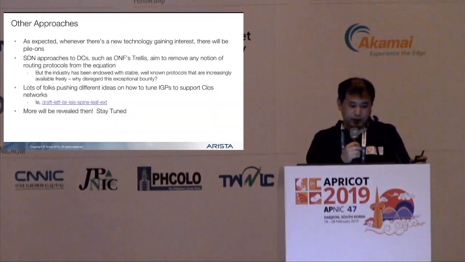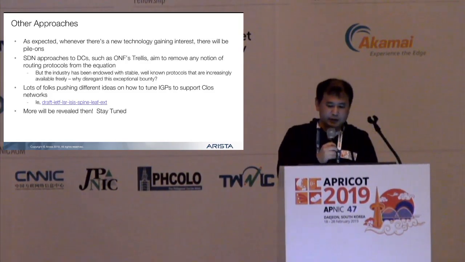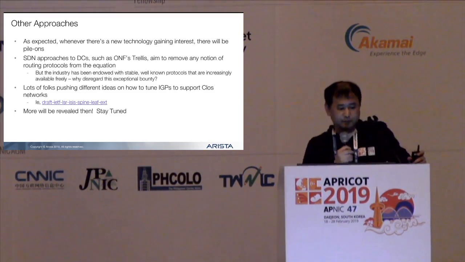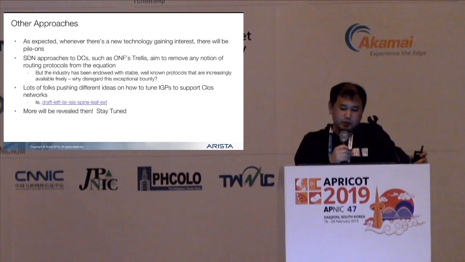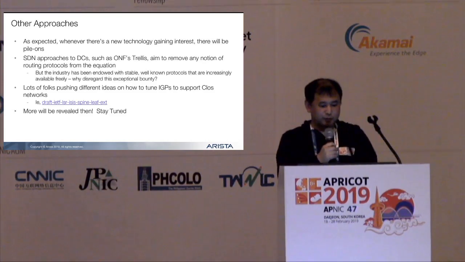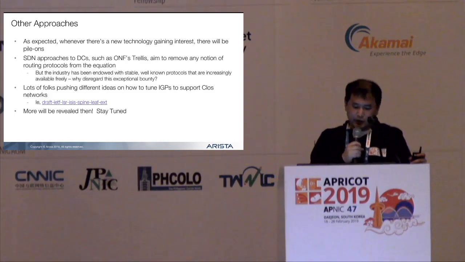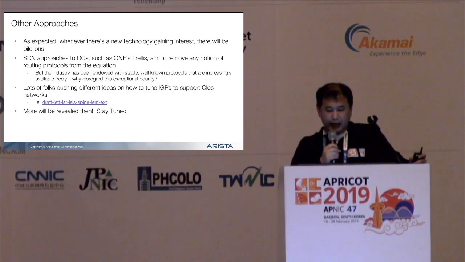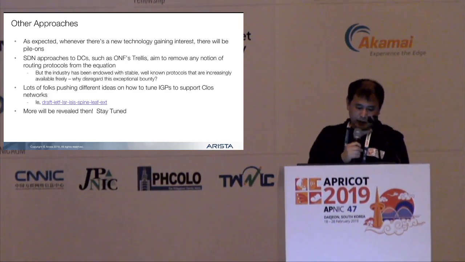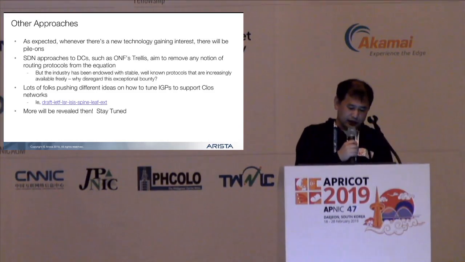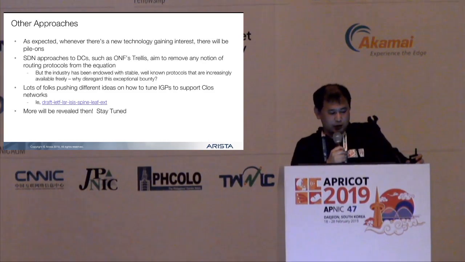That is his opinion. And there are several approaches, as expected whenever there is a new technology of interest. There will be a pile on. SDN upgrade in there, ONF, aim to remove any notion of the routing protocol from the equation. And lots of folks are pushing different ideas on how to tune IGP to support Clos networks. Draft IETF LSR, ISIS spine-leaf extension, and several approaches.